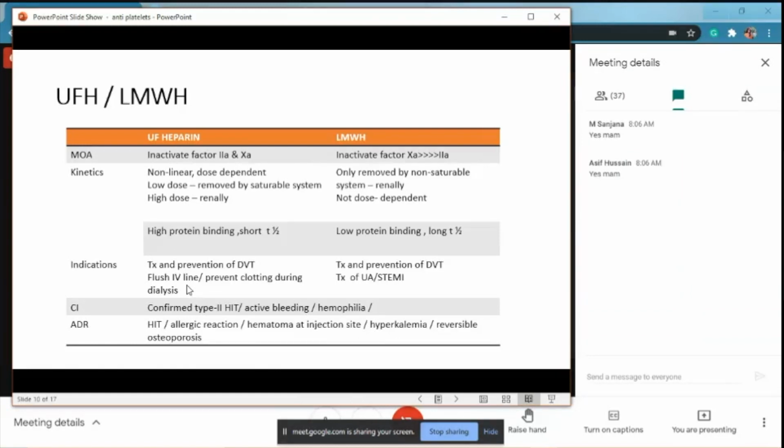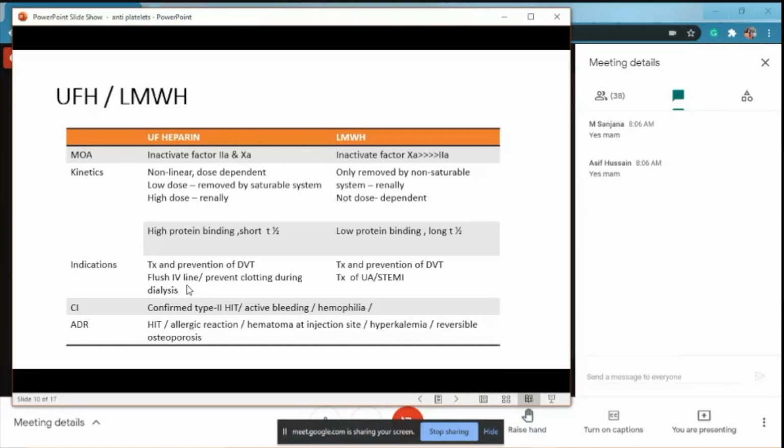About protein binding, heparin has high protein binding, and because of that it has more interactions compared to low molecular weight heparin. It is also dose dependent, so it has a dose-dependent short half-life, while low molecular weight heparin has low protein binding and a long half-life, which gives the advantage that we only have to do once daily dosing for low molecular weight heparin. Okay.